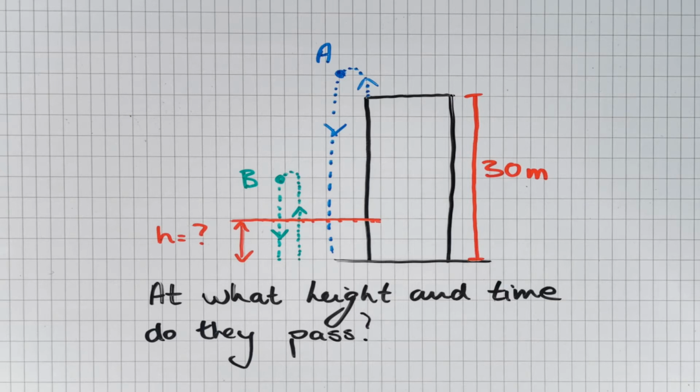And at some point here, I've drawn a little red line there, these two balls will cross each other, and it would be at a certain time. Remember, we start the stopwatch when the balls are thrown up, and it would be at a certain height above the ground, which I've indicated here by h. So the question is, at what height and time do they pass? We've got two unknowns.